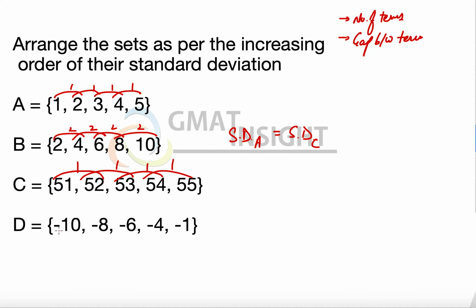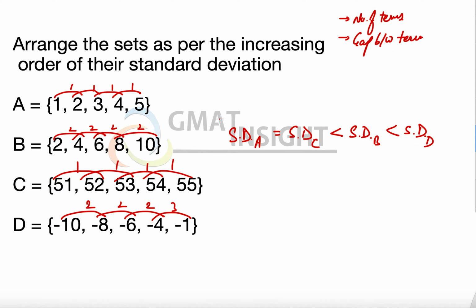So that's the first inference. Let's look at the D. Here the gap is 2, the gap is 2, the gap is 2, and the gap is 3. So now if you look at the gaps of these 4 sets, you see the largest gaps are available in set D. That means if you compare set B and set D, we understand that set D has greater standard deviation than set B. So the order of the standard deviation can be represented like this. Standard deviation of set A and set C are equal and they are the least. Then greater than them is the standard deviation of set B, and the largest standard deviation is found in set D.